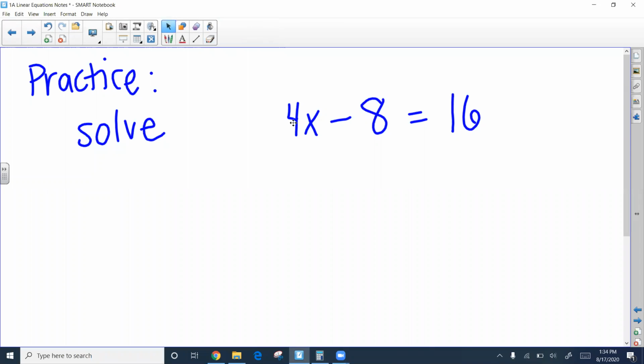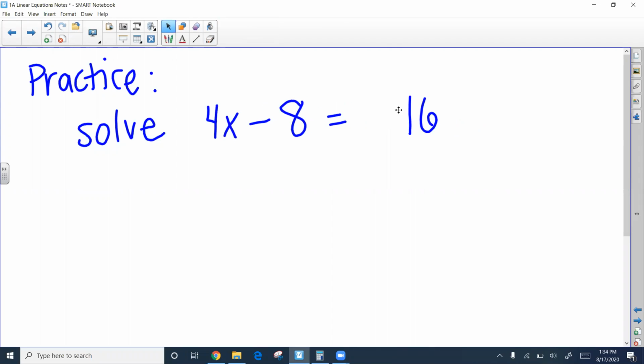Now, this is a very basic linear equation. It doesn't even have variables on both sides. So I'm guessing everyone should be able to solve this. So go ahead and just solve this on your paper or scrap paper or whatever, and then type me your answer. Let's see what you get.